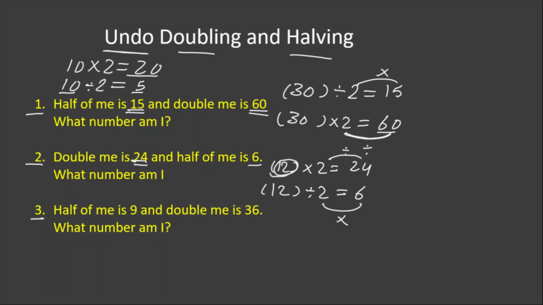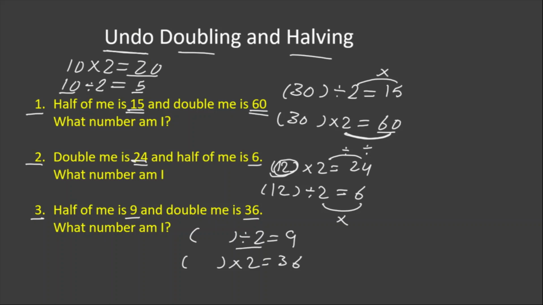In question number 3, it says half me is 9 and double me is 36. So we will first write the halving operation. Half of a number is 9. A number divided by 2, the result is 9. And double of that number is 36. What number is it? Again, we undo the operation.